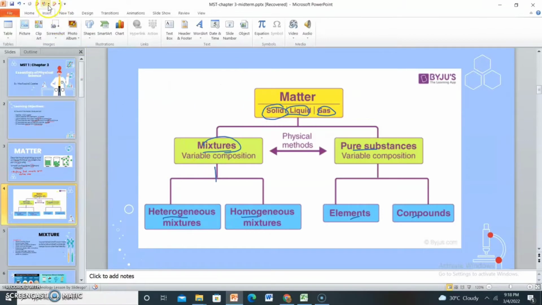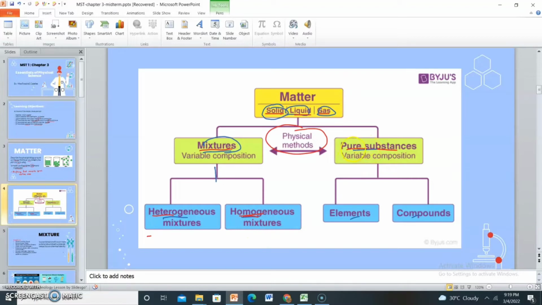Under the classification of matter, it can be solid, liquid, and gas, and there are two parts of matter, which are the mixture and pure substance. That is the physical method. And mixture has a variable composition, and components retain their characteristics. Under the mixture are the heterogeneous mixture and homogeneous mixture.